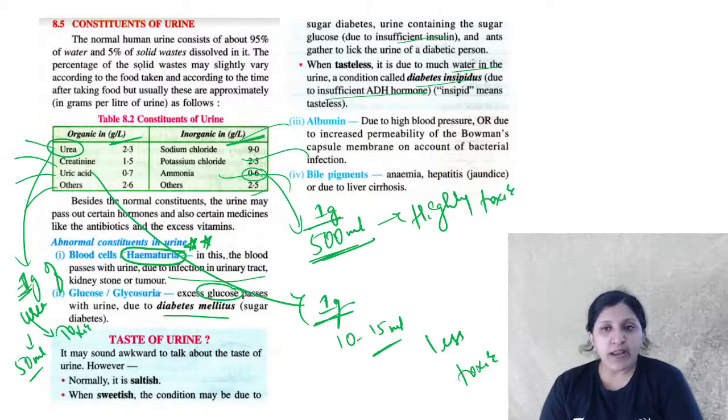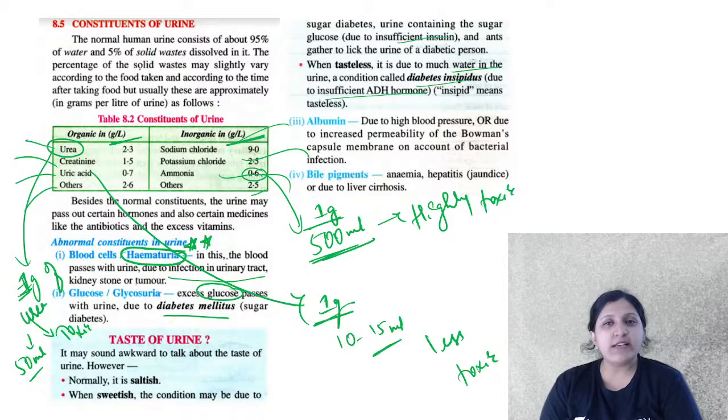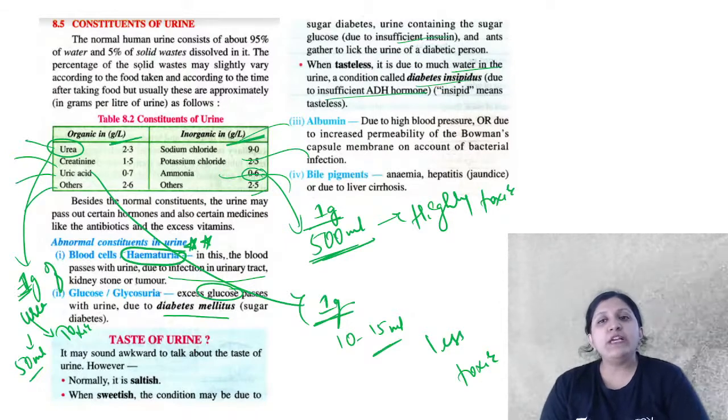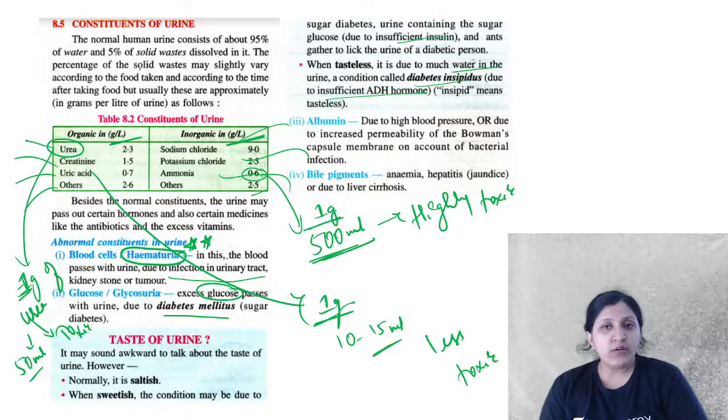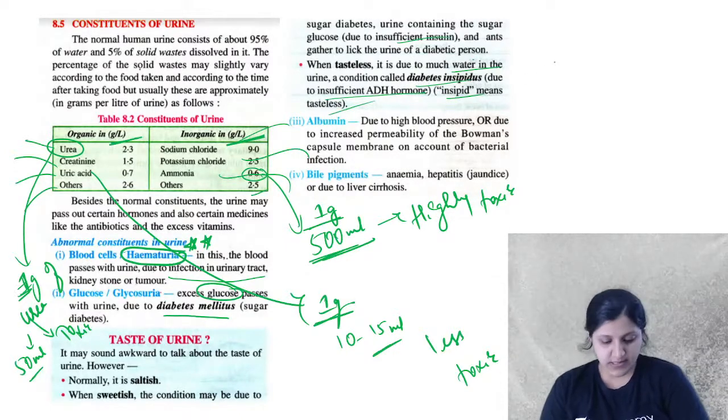Basically, if it is not there in a regular concentration and is insufficient, then it will lead to more water. Okay, so the urine will be more watery and it will be tasteless. That is what we call diabetes insipidus. Insipid basically means tasteless.